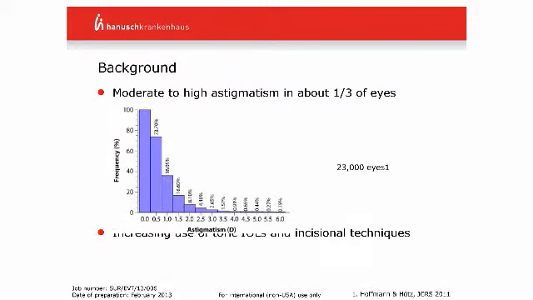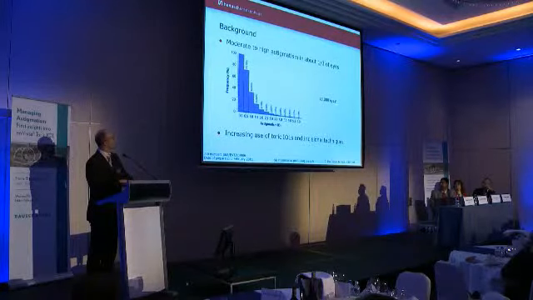So here you've sort of seen this to a certain extent. This is the study which was already alluded to, by Hoffman, showing that we have quite a few patients with significant astigmatism in the cataract population. And that also is a reason why we are increasingly using toric IOLs or also incisional techniques.